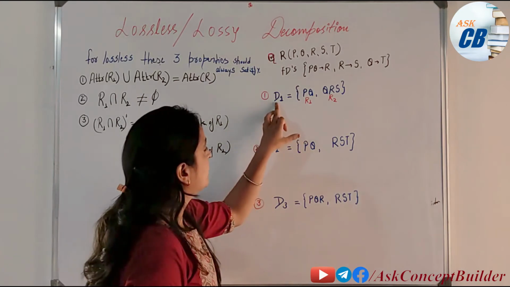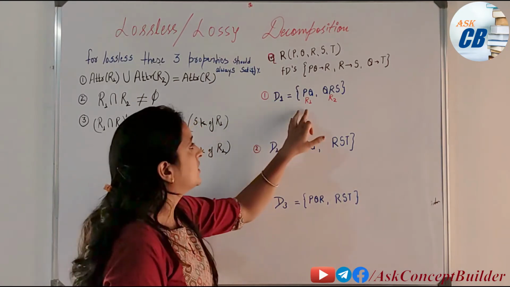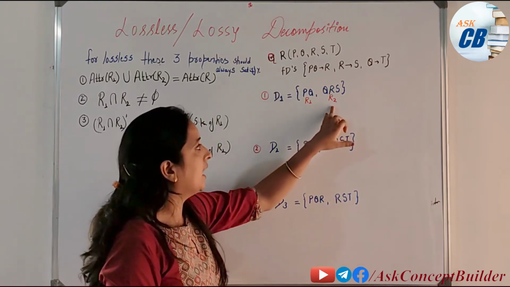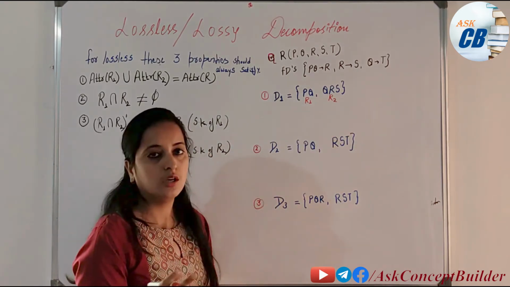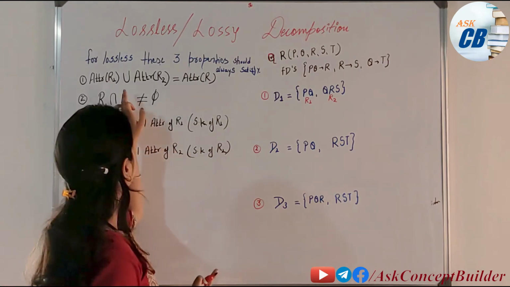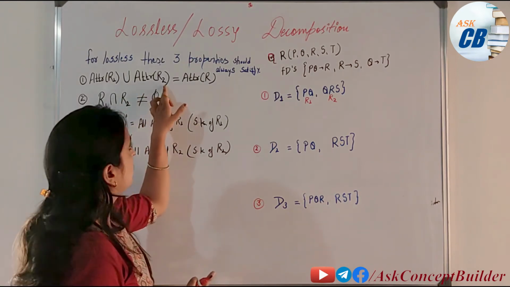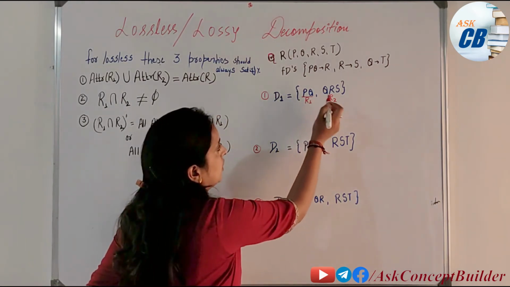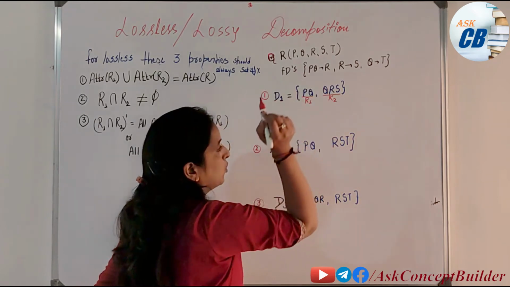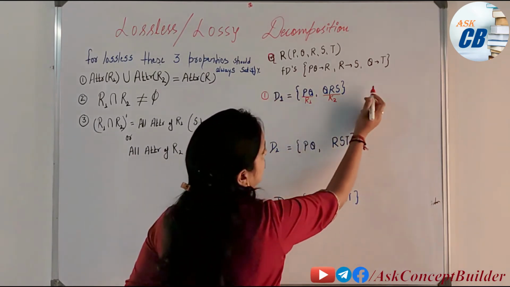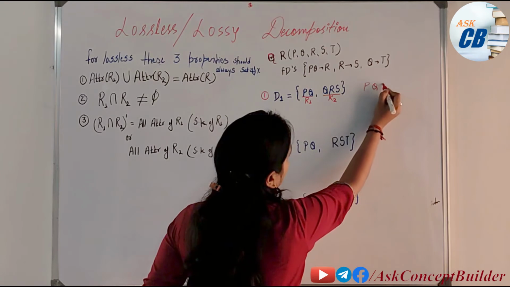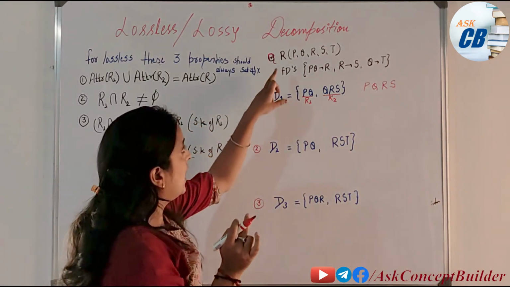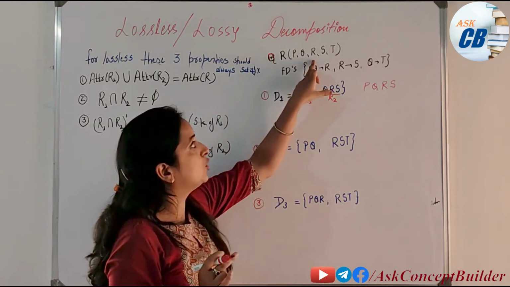Now see here, this was our decomposition D1. Now it is decomposed into two, R1 and R2. The attributes of R1 are PQ and of R2 are QRS. So first of all, the first property you have to satisfy is that the union of R1 and R2 should be equal to R. Now see, R1 has attributes PQ, R2 has attributes QRS. Now the union of these two will be PQRS. So you are getting the union equal to PQRS, but your R has attributes PQRST.